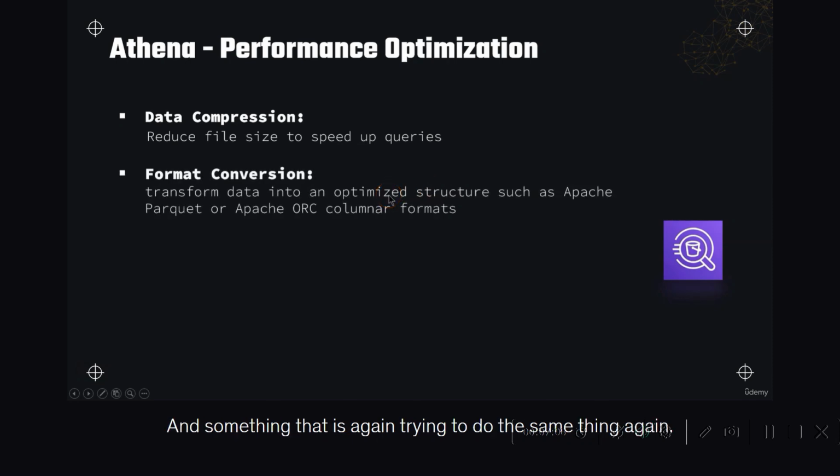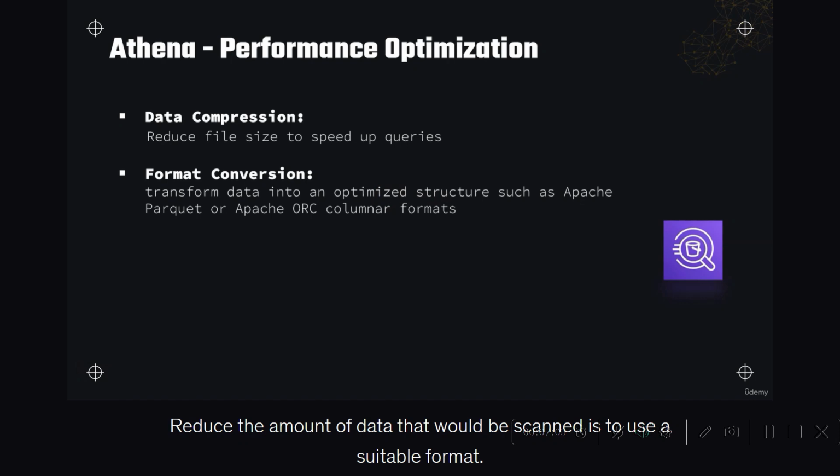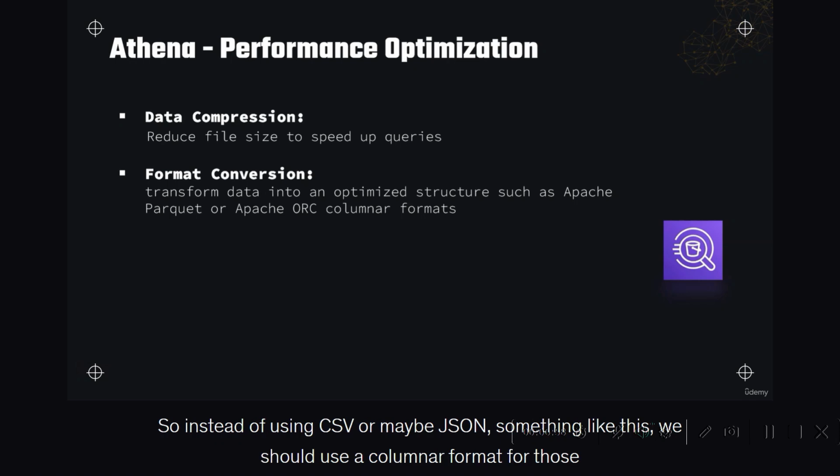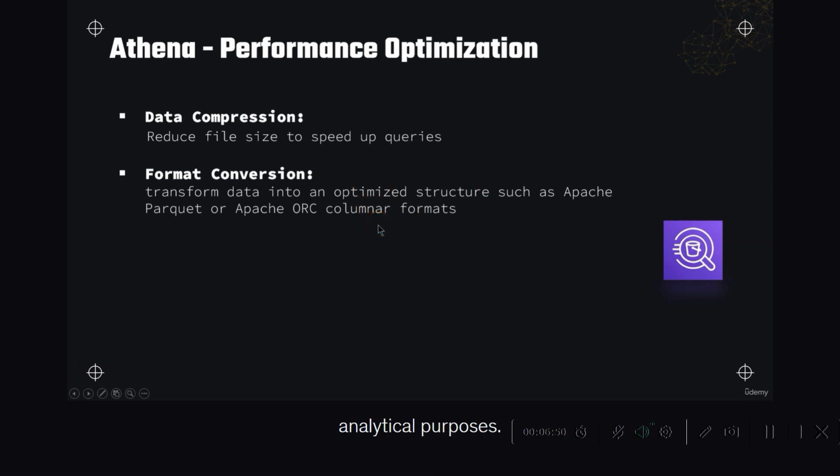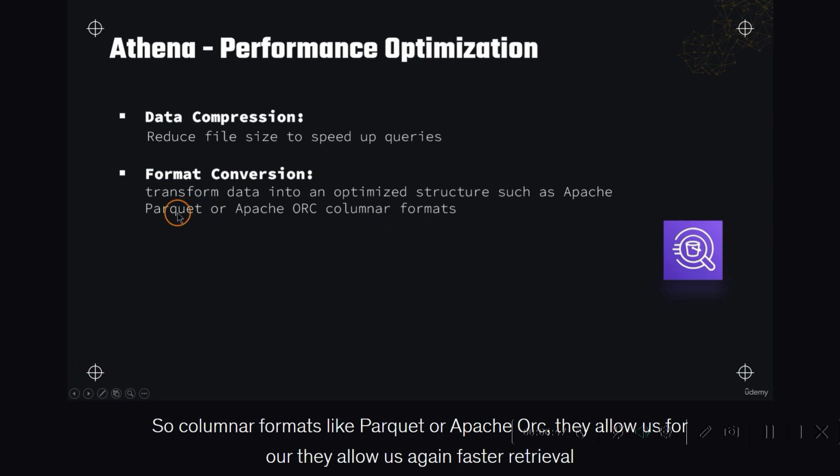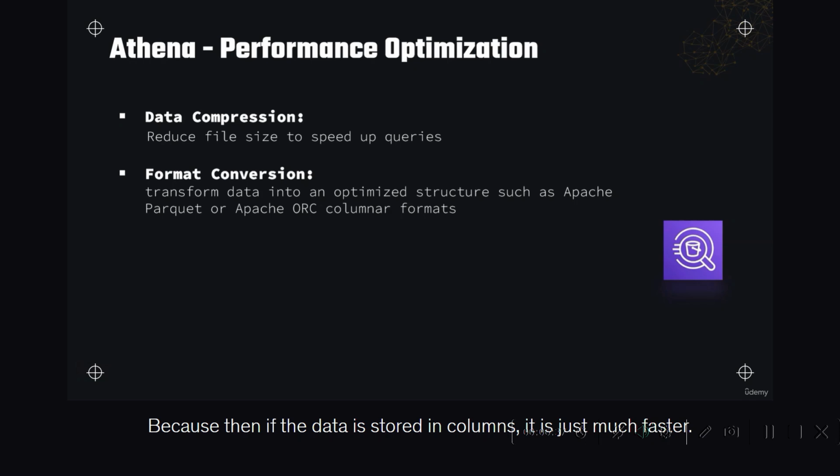And something that is again trying to do the same thing, reduce the amount of data that would be scanned, is to use a suitable format. So instead of using CSV or maybe JSON, something like this, we should use a columnar format for those analytical purposes. So columnar formats like Parquet or Apache ORC, they allow us again faster retrieval times, because if the data is stored in columns, it is just much faster, and again the storage is more efficient, so again less data.